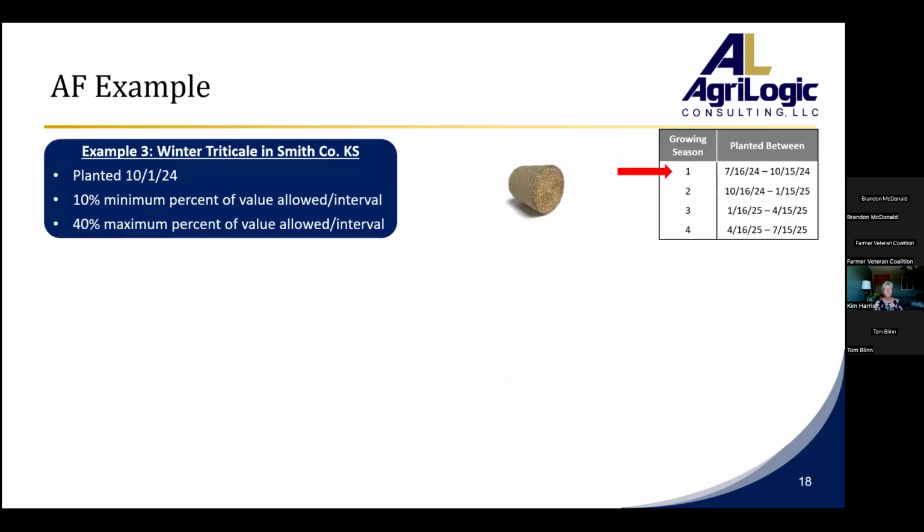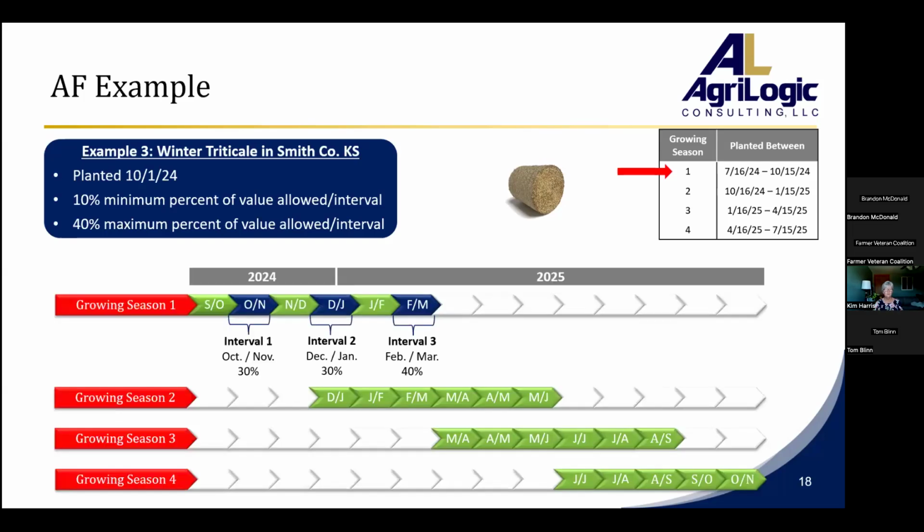Moving into an annual forage example. Now, annual forage, because it's planted annually, has growing seasons. So in this example, we have winter triticale planted on October 1st of 2024. So when you look at the different growing seasons, it will be in growing season number 1. And the maximum percentage you can put in any interval in growing season number 1 is 40%. So for our example here, in growing season number 1, our grower put 30% in October, November, and 30% in December, January, and then the remaining 40% in the February, March time period that's in growing season 1.